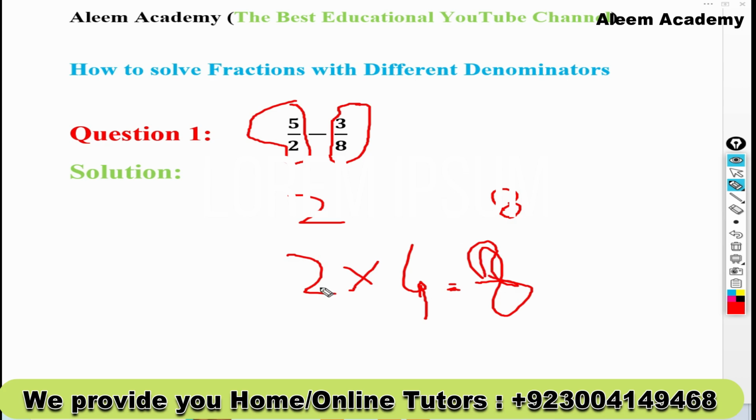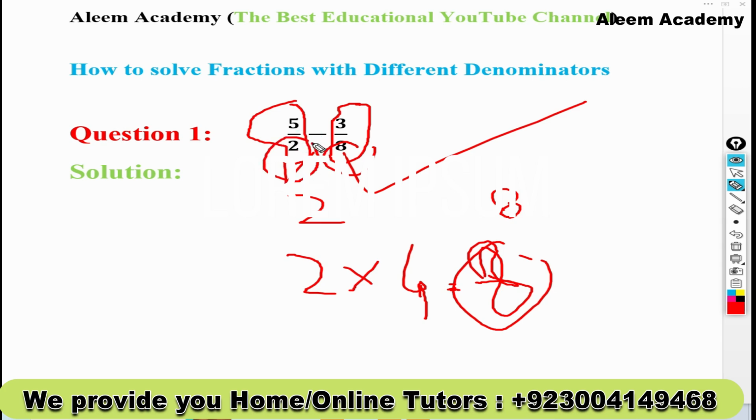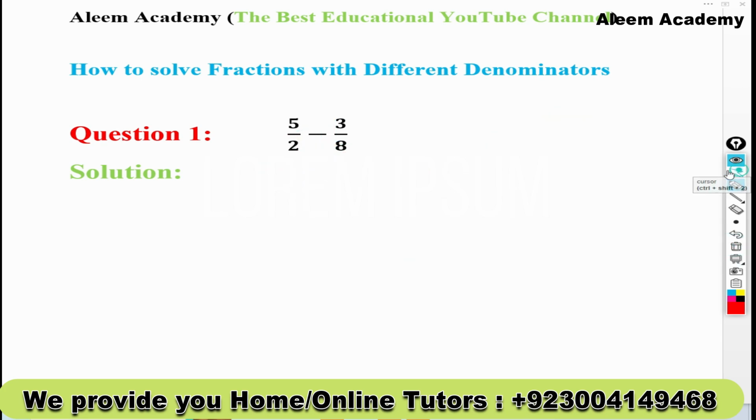See, one number is 2 and the other number is 8. 2 4 times is 8. So 8 is coming in the table of 2. So we have to make 8 in both of the denominators, over here and over here. Over here we already have 8, so we will just make 8 on this denominator to solve this problem. So let's start the solution.